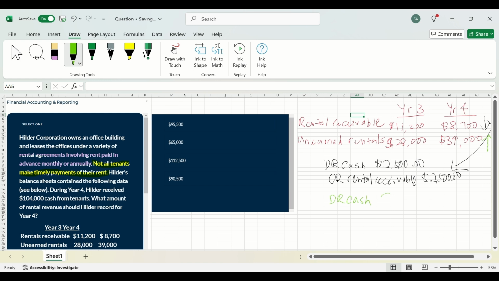From year 3 to year 4, unearned rental increased by $11,000. This means the following entry is affected: debit cash $11,000 and credit unearned rental $11,000.